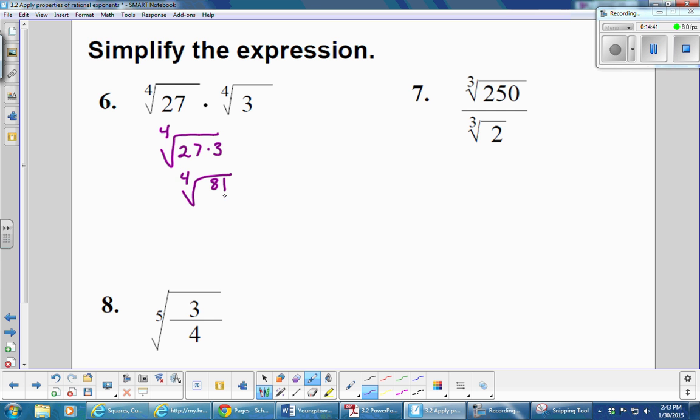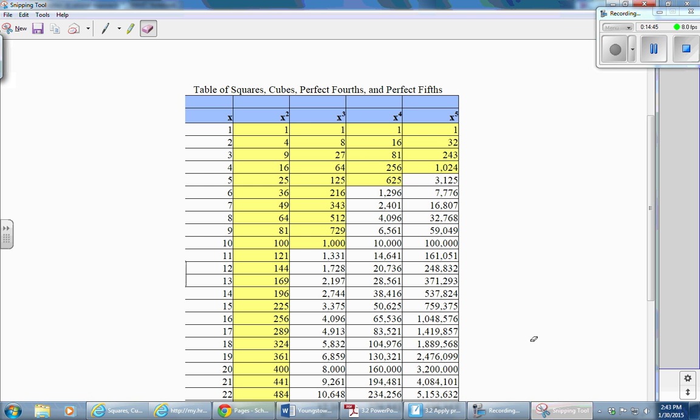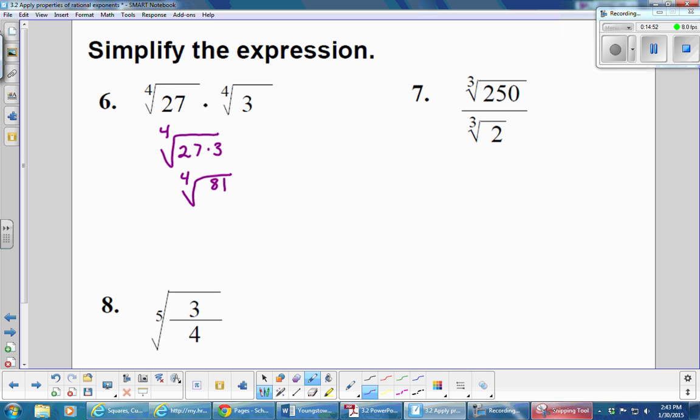Well, what's nice about the fourth root of 81? If you're not sure, go back to your little cheat sheet here. Fourth root, 81. Bingo. It's 3. So that's why we wanted to do that. So this whole expression is what? It's 3. You're done. So hopefully you got that. All right, let's try the next one.